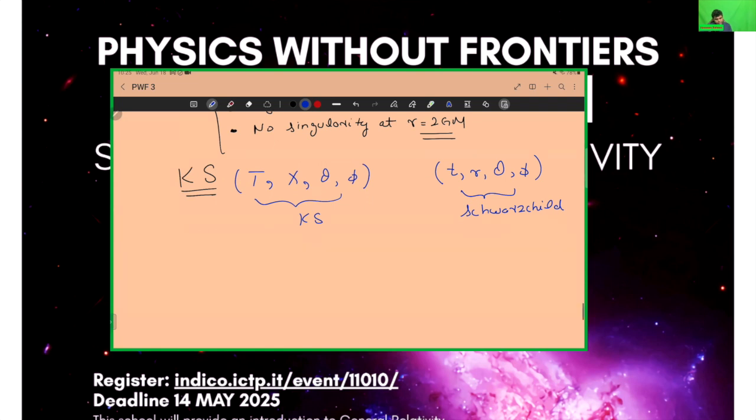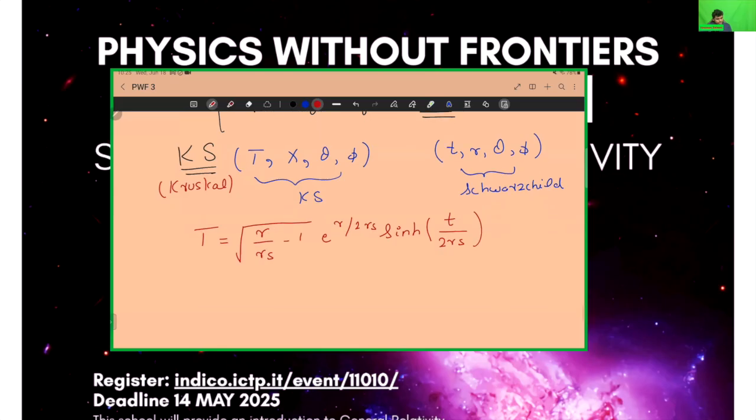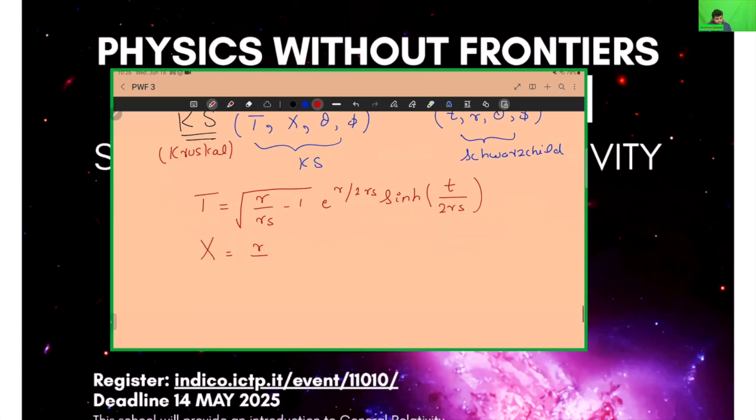So how to define these coordinates? T equals... Sometimes they're also called just the Kruskal coordinates, but Szekeres is one of the collaborators. And X... Okay. So these look like complicated definitions, but are they helpful?